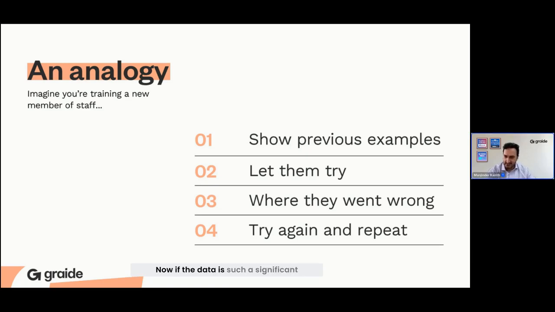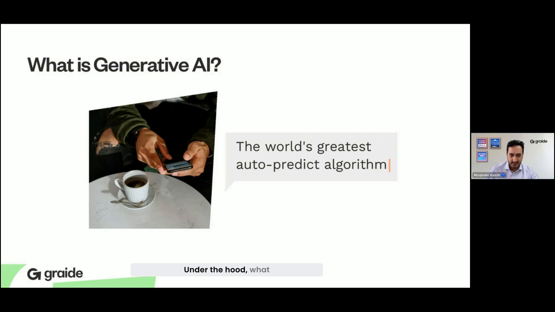Now, if the data is such a significant component of how these machines and these artificial intelligence systems work, then feeding it with effectively all of the internet is going to be quite a dangerous place to start. So let's actually walk through a couple of these systems and explain how they work under the hood. So what is generative artificial intelligence?